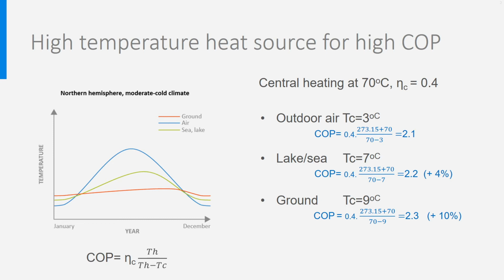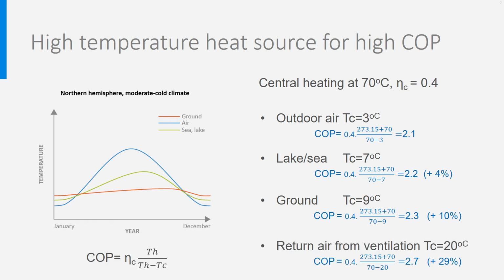And maybe, if there is a mechanical ventilation system in the building, we could use the warm exhaust air as heat source. We would then have a heat source at 20 degrees, which would allow for a Carnot COP of 2.7, a gain of 29%. It is therefore extremely important to choose a high temperature heat source.